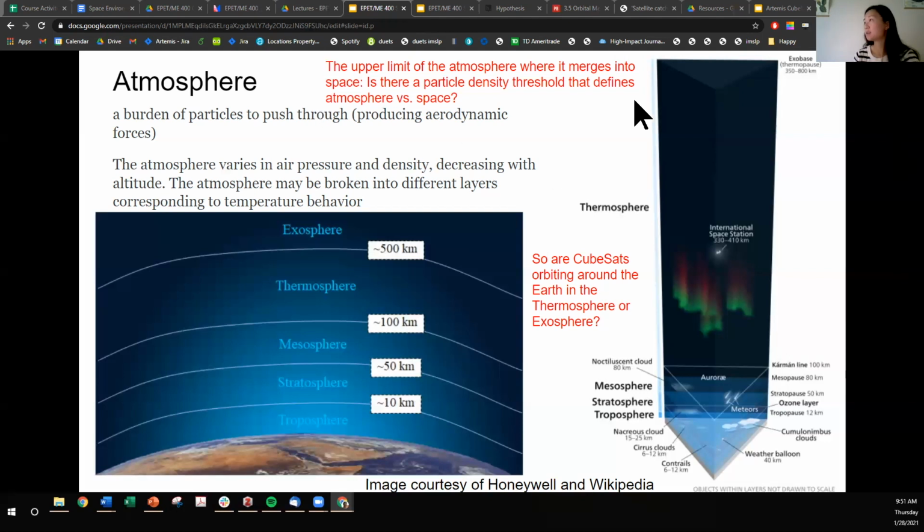So I think I answered this question about the upper limit of the atmosphere. And then there was a question, are CubeSats orbiting around the Earth in the thermosphere or exosphere? And absolutely, there is a huge density of satellites that are orbiting in the thermosphere, although more so above 300 kilometers. And then there are different bands of orbits that we can talk about, but I will save that for later.